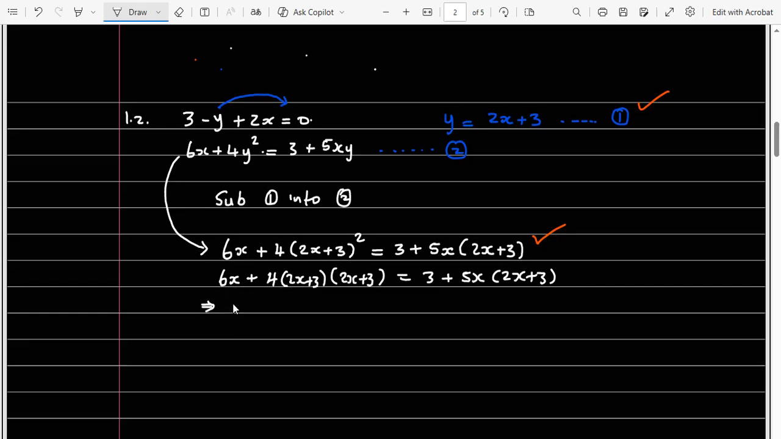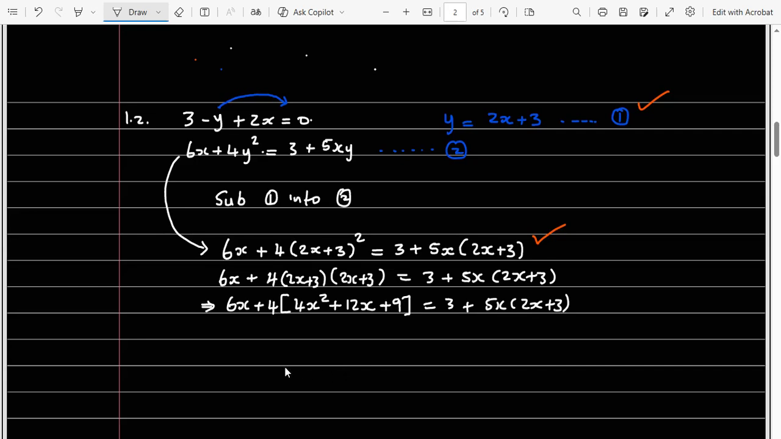Okay, let's multiply out the brackets. This is 6x. I still have the 4. Then I'm going to say 2x times 2x, that will give me 4x squared. And then 2x times 3, that's 6x. Another 2x times 3, that's 6x, which gives us the like terms of 12x. Please pause the video, verify what I'm trying to do here. Do your own FOIL method and see that what you get is the same as mine. And then we have 3 times 3, that's positive 9. Close the bracket. This is equal to 3 plus 5x into 2x plus 3.